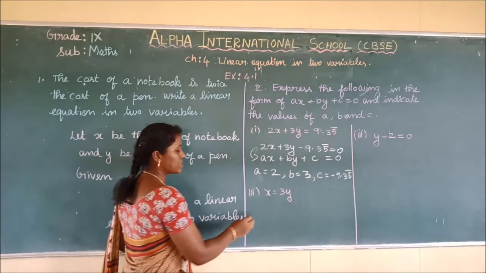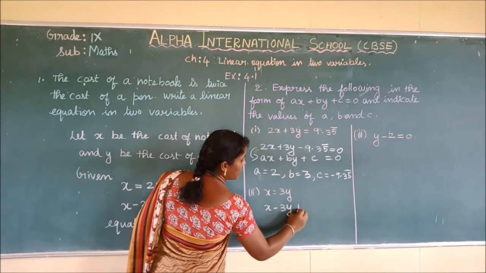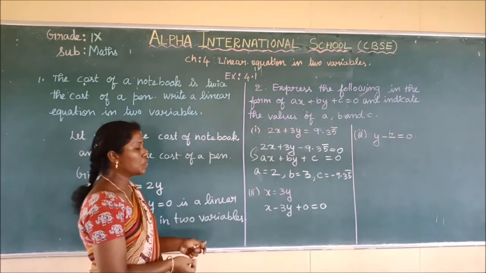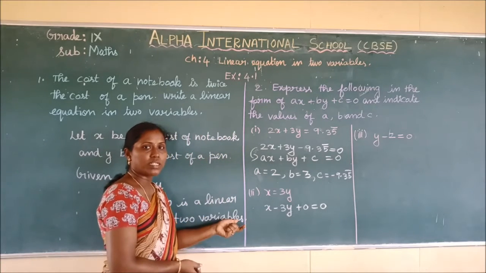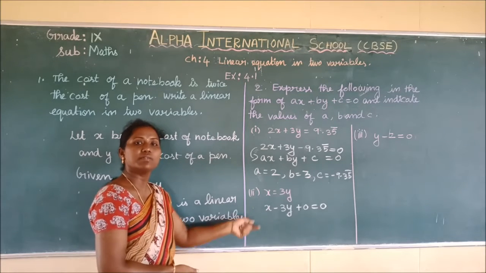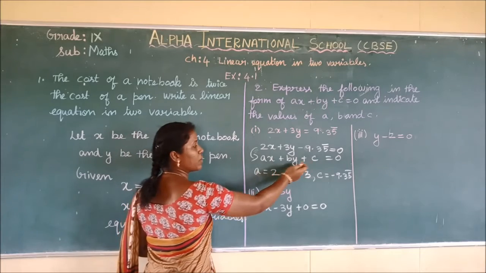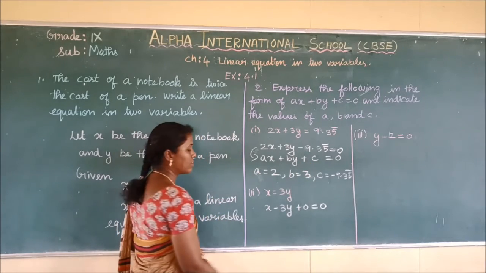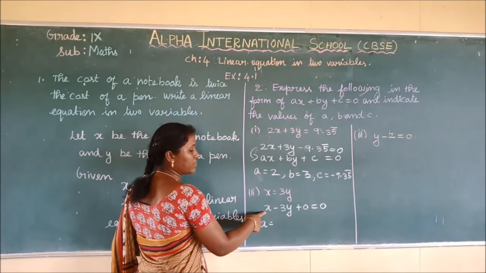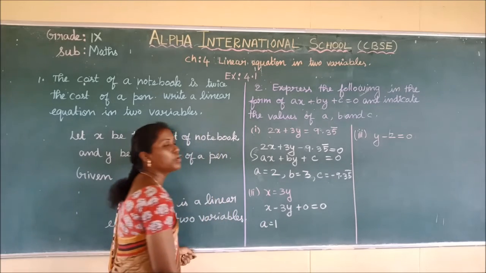How to arrange this? We can change it as x minus 3y plus 0 is equal to 0. There is no constant, so if you want to put the constant, we can take 0 in its place. Now see, it is in the form of ax plus by plus c is equal to 0. So what is the value of a? What is the coefficient of x? Only x, so we take the coefficient as 1 into x. So the value of a is equal to 1.